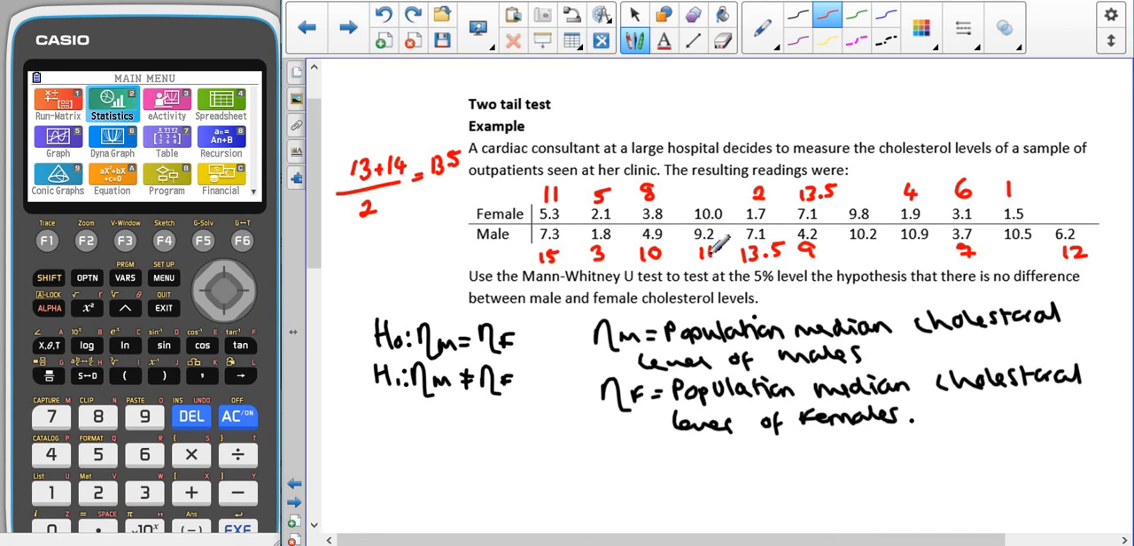9.2 gets the rank of 16. 9.8 gets 17. 10 gets 18. 10.2 gets 19. 10.5 gets 20. And 10.9 gets 21. And then just double checking that we have numbered them all. 1, 2, 3, 4, 5, 6, 7, 8, 9, 10. And we have 11 pieces of data in the other, which do add up to 21.